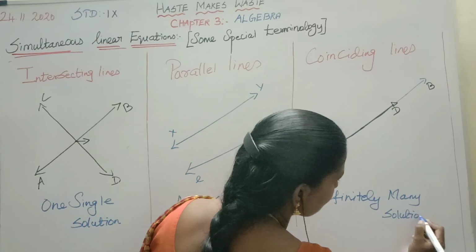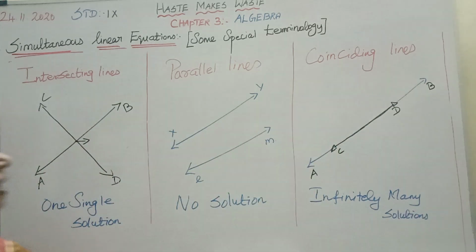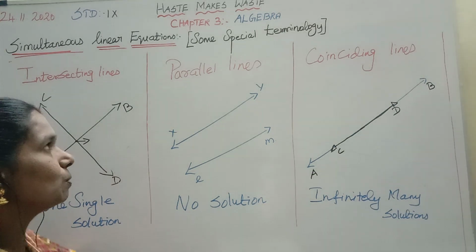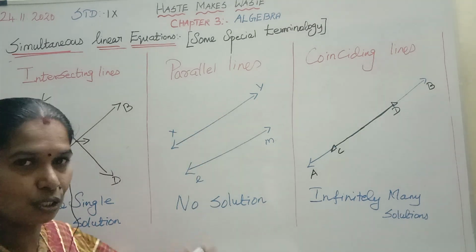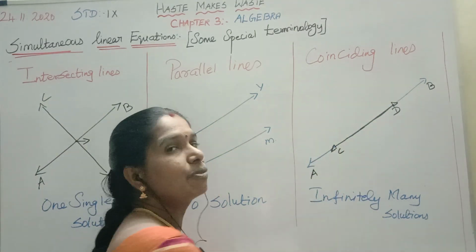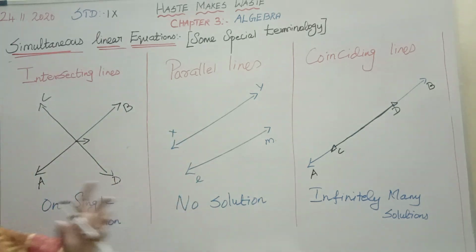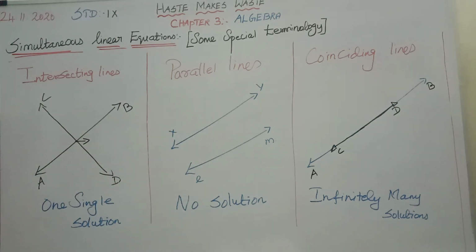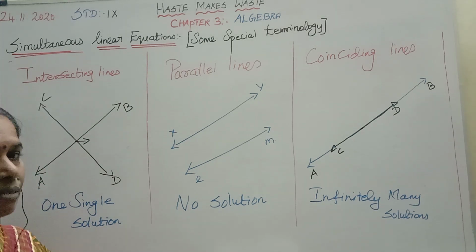Okay, so how many ways are we getting? 3 ways. One way is intersecting lines, where we have only one single solution. Suppose we are getting parallel lines, there is no solution. Suppose the 2 lines are coinciding, it will have infinitely many solutions. Understand? Then based on this we are going to define what type of system this is.